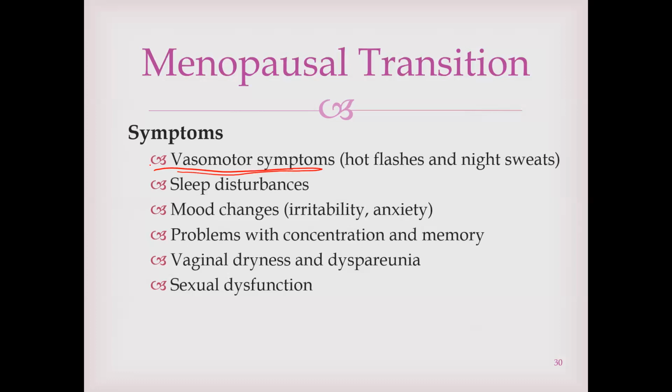And then vaginal dryness and dyspareunia. Make sure that you look up any definitions that you don't know. Dyspareunia is pain during intercourse, and so this could be related to the vaginal dryness or the vaginal atrophy as tissues in the vulvovaginal areas are changing with menopausal transition. And then sexual dysfunction can be related to this dyspareunia, or it can also be caused by that decreased libido related to the menopausal transition.